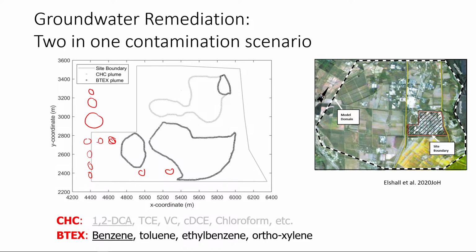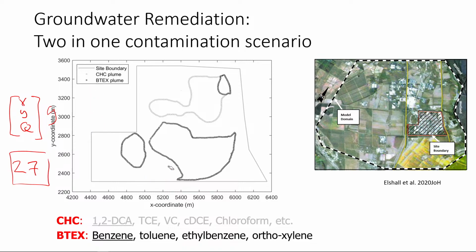So the first decision variable is x, the second decision variable is y, and the third decision variable is q, how much to pump. And I have 9 of these wells. So how many decision variables do I have? I have 27 decision variables. In optimization terminology, this is called a 27 dimension problem.